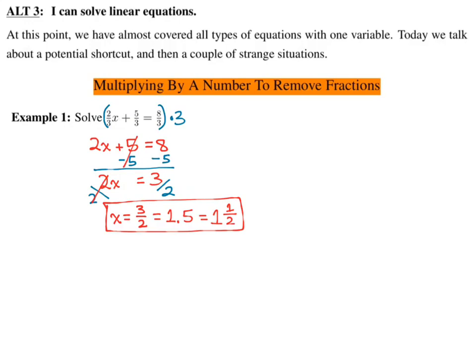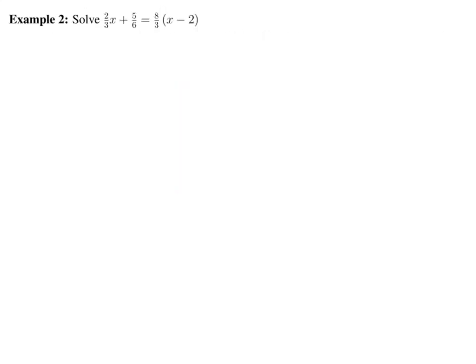Let's do another example. Here we have 2/3 x plus 5/6 equals 8/3 times x minus 2. Now, I included this example also because we still have fractions and denominators, although they're not all the same. So notice that some of the denominators are 3, and one of them is 6. So you need to multiply by a number big enough to remove all of those denominators. So what you're going to need to do is multiply by 6.